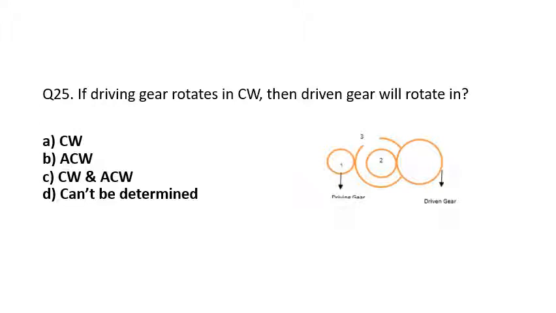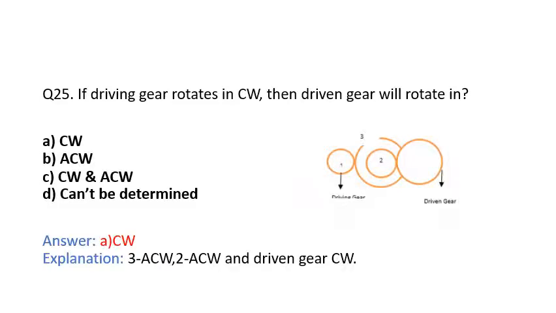So gear 1 is rotating clockwise, then obviously gear 3 will be rotating anti-clockwise. Gear 2, which is connected to 3, nothing but a compound gear, is also rotating anti-clockwise. Therefore the driven gear, which is in contact with 2, is rotating clockwise. So the answer is A, clockwise. Gear 3 and gear 2 rotate anti-clockwise, therefore the driven gear should rotate clockwise.